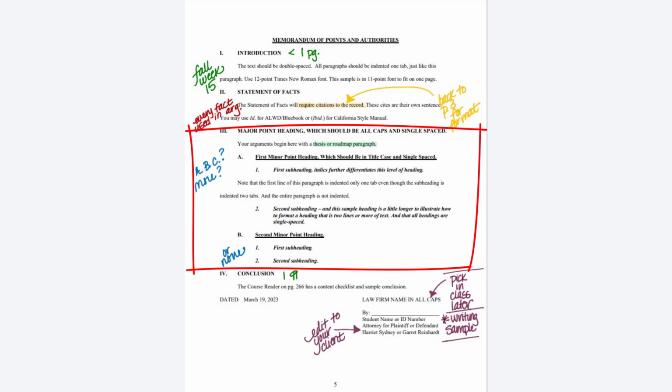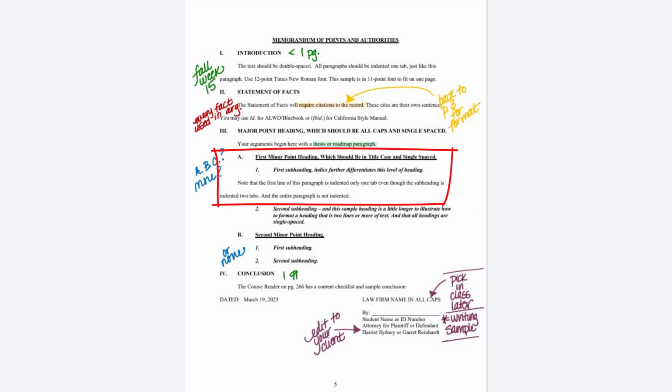It is important to note, which you will see under point heading A1, that it says, note the first line of the paragraph is indented only one tab, even though that subheading is indented two tabs, and the entire paragraph is not indented. So again, make sure you see this. This is important to formatting your paper correctly, and this is a common mistake. The first line of the paragraph is indented only one tab, even though the subheading is indented two tabs, and the entire paragraph is not indented. So make sure that you do not use a formatting that pulls all of your text in. It will make your points and authorities look very strange.